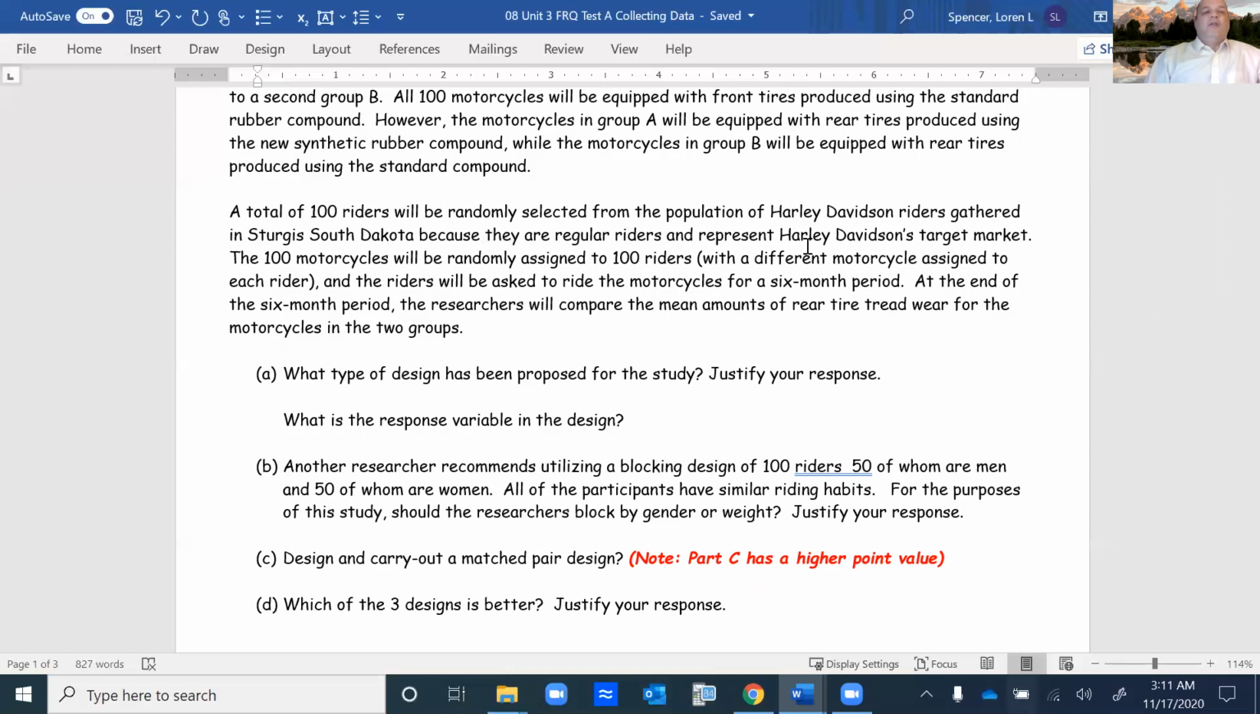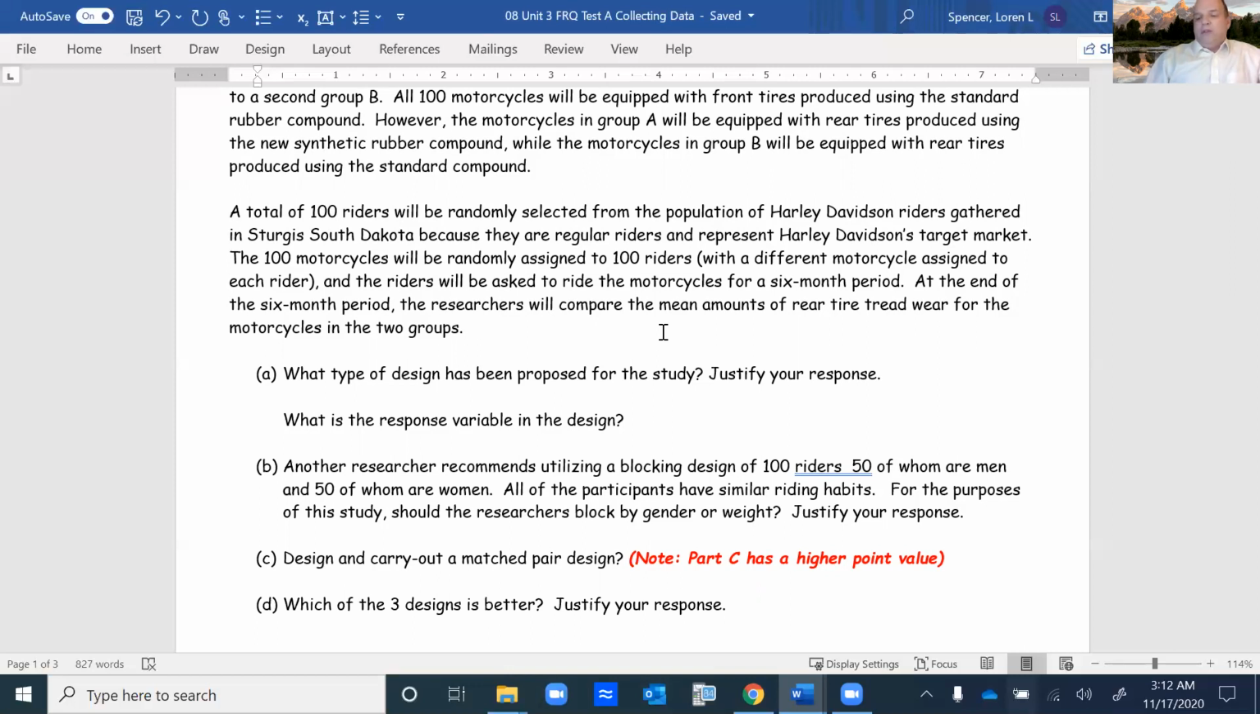The 100 motorcycles will be randomly assigned to 100 riders, with a different motorcycle assigned to each rider, and the riders will be asked to ride the motorcycle for a 6-month period. At the end of the 6-month period, the researchers will compare the mean amount of rear tire wear for the motorcycles in the two groups. What type of design has been proposed for this study?